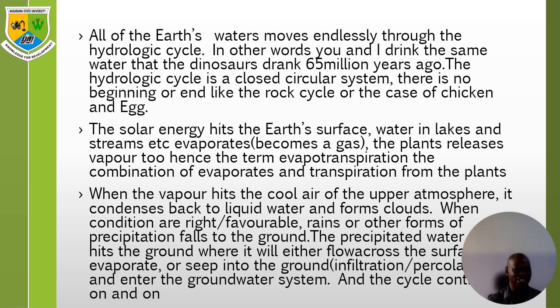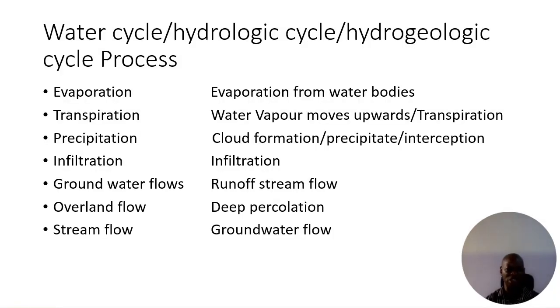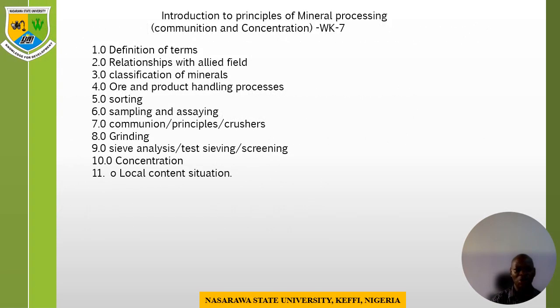The precipitated water hits the ground where it will enter the flow. The surface evaporates, seeps into the ground, infiltration, percolation, and into the water system. And the cycle continues on and on. So virtually, the hydrologic cycle is very, very important, even though human activities affect it. And like we have earlier defined, you have the transpiration, evaporation, precipitation, infiltration, water flow, overflow, and stream flow. Evaporation from water bodies, water sources, and all of that. Runoff also contributes to this.